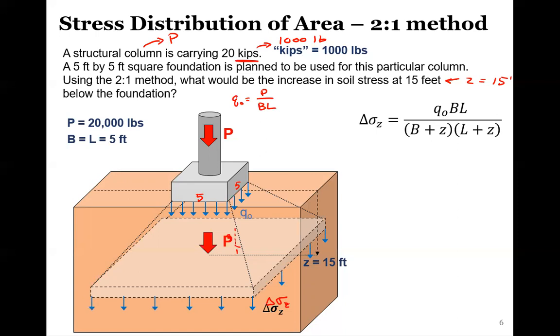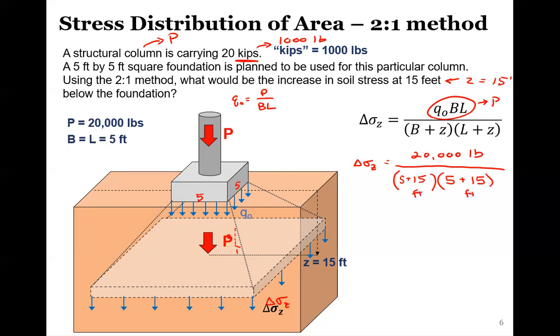So we can plug everything in. Again, this here is really just P, structural loading. So we'll keep all our units to make sure that we're doing the right ones here. So this is 20,000 pounds divided by B plus Z, so 5 plus 15. And then luckily, since it's a square, this is the same thing, so 5 plus 15. This is in feet, this is in feet. So the whole thing is going to be in feet squared.